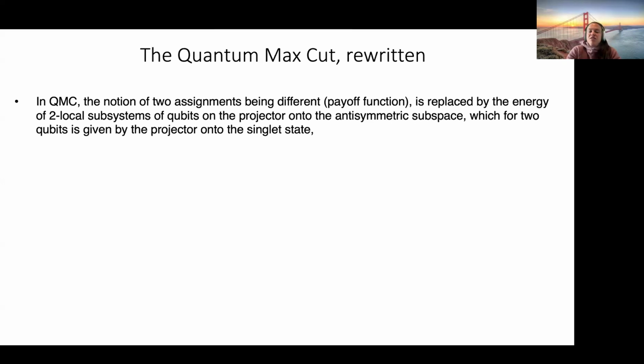So before, we had a payoff function where the payoff was 2 if the 2 assignments of the qubits were different. If it was 0, 1 or 1, 0, we got a 2 in this payoff function. So now this notion is replaced by the energy of 2 local subsystems of qubits, again on the projector onto the antisymmetric space, which for 2 qubits is the projection onto this Bell state, the maximally entangled Bell state.